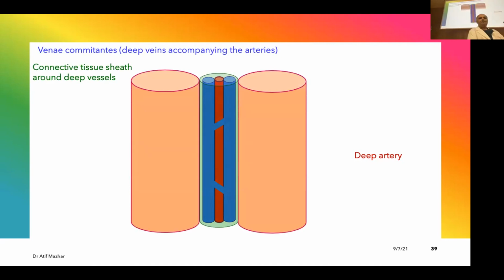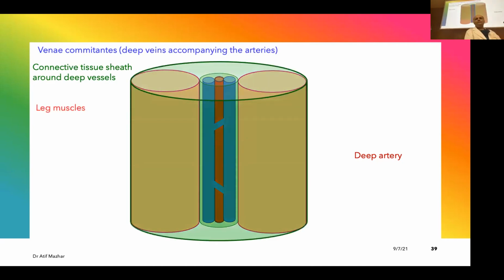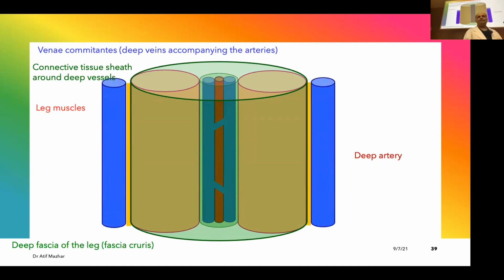And then they all are present within the skeletal muscles. And then the skeletal muscles are surrounded by deep fascia. And then that is embedded within the superficial fascia, which has a membranous layer and a fatty layer. And then we have superficial veins.